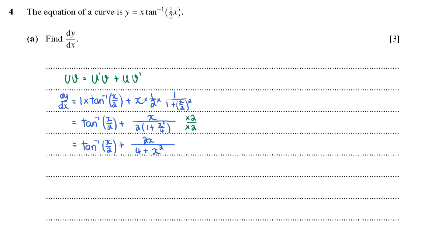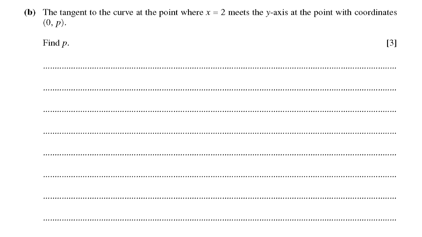And for part B, we are asked: the tangent to the curve at the point where x equals 2 meets the y-axis at the point with coordinates (0, p), find p. Okay, so they're asking us to find the equation of a tangent, so we're going to use the derivative and a point to find the equation of the straight line, which is the tangent, and find where it meets the y-axis. And the y value is p, and that would solve it for us.